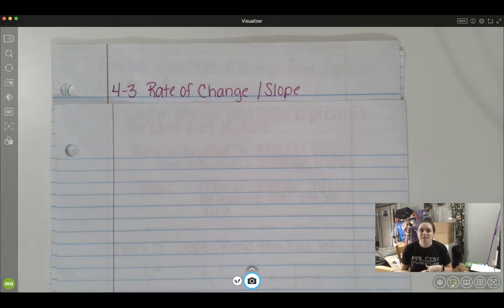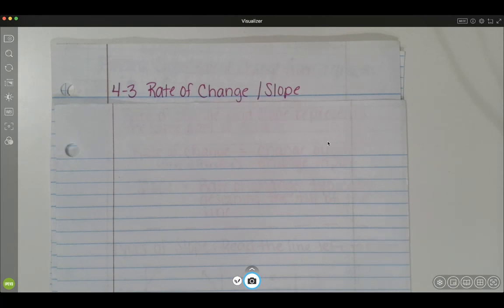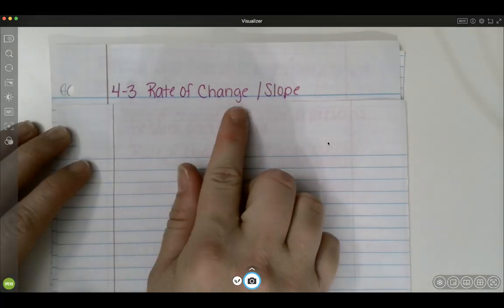All right, so these are, again, revamped notes. You can use what was given to you. You can write these yourself, or you can simply listen and follow along to what you need to do. All right, we're going to be taking a look at rate of change and slope.